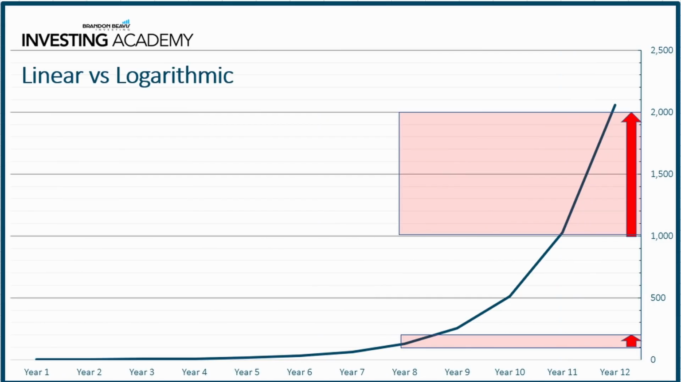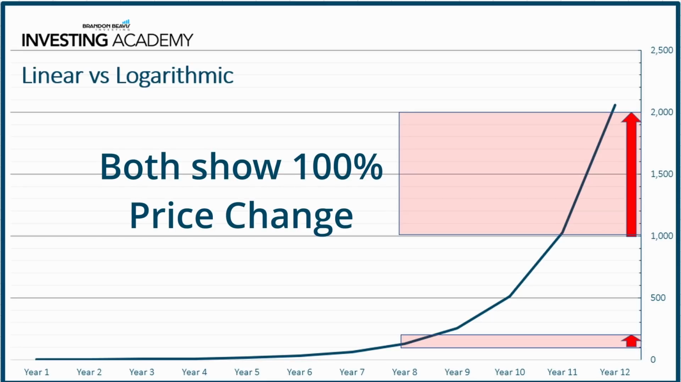In the chart I'm putting up here, the red area at the bottom represents a change in price from $100 to $200. The upper red shaded area represents a price change of $1,000 to $2,000. Now, in both of these cases, it's 100% growth in price. But when you look at these, it really skews the view because it looks like the second pop of 100% is much bigger than the first growth of 100%.